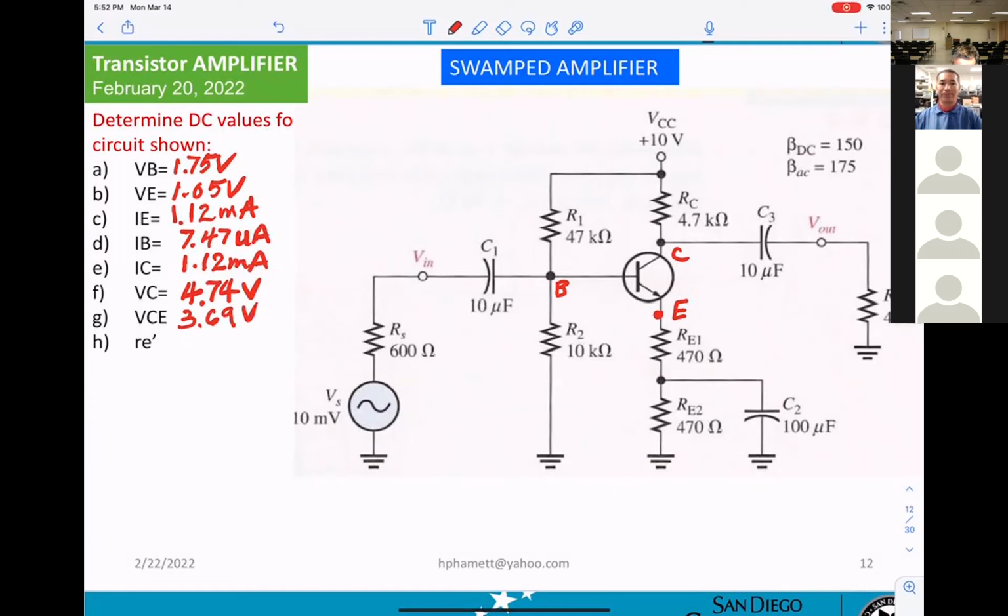Re prime. 25 millivolts over IE. 22.3. Yeah, I got 22.32 as well. Yeah, that's okay. 22 ohm.